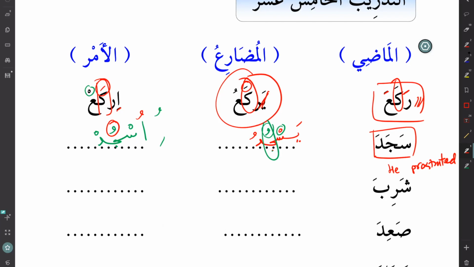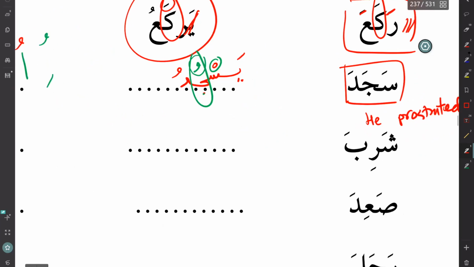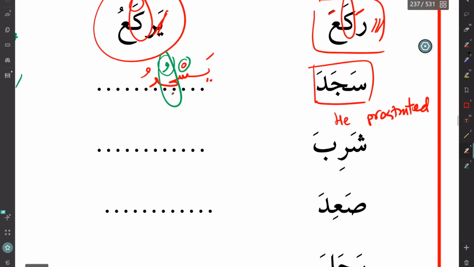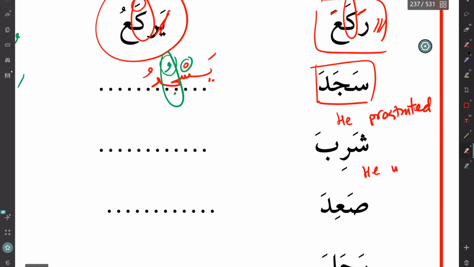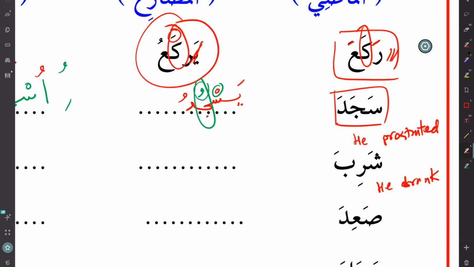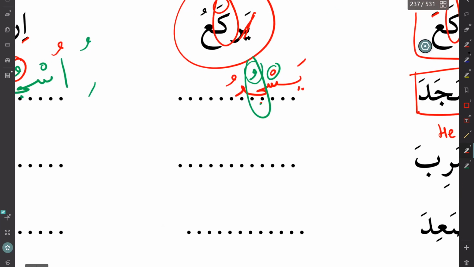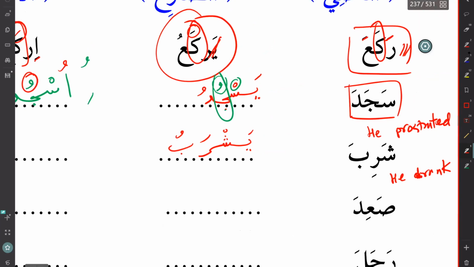Now, the next one we have is shariba, which is he drank. And if you remember, we had this verb in the present tense, and we had yashrabu, right? Yashrabu. So this one we already learned, right?